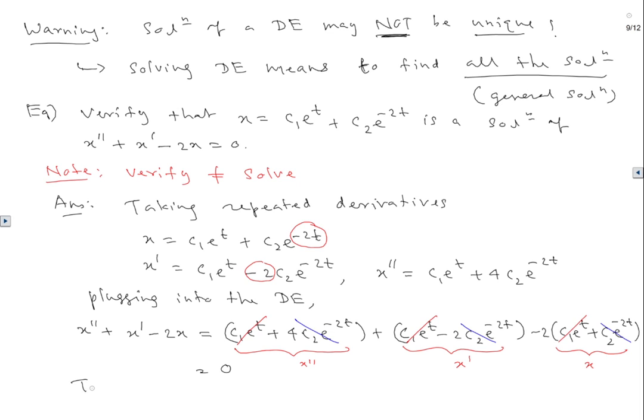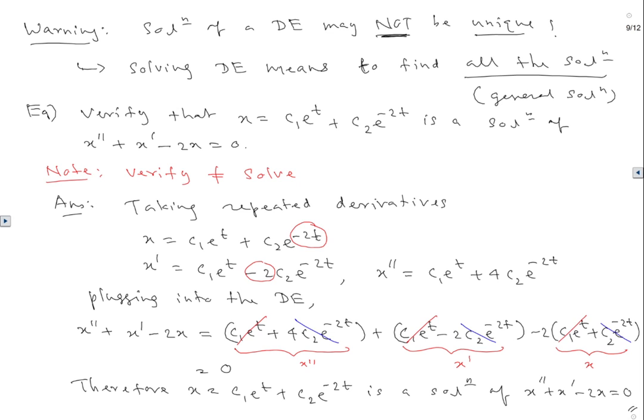So therefore x equals c1 e to the t plus c2 e to the negative 2t is a solution of the differential equation x double prime plus x prime minus 2x equals 0. So it's very clear. What we did is take the derivatives and plug in, and then we see that we get 0. If we do not get 0, it is not a solution, but we get 0.